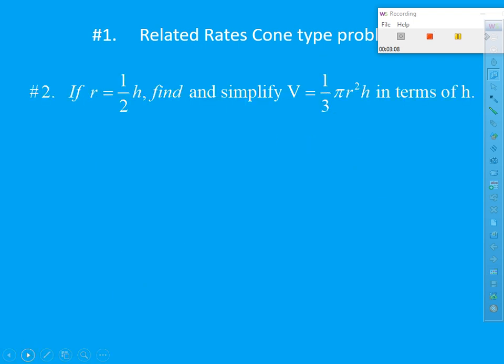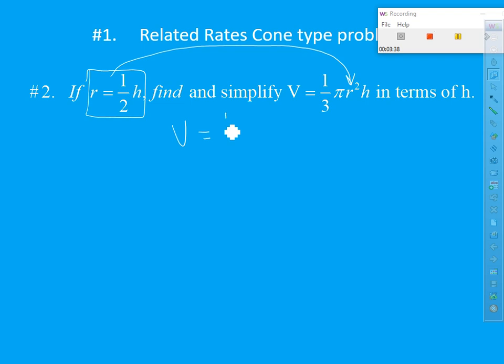The other thing that you're going to see is some fancy algebra that looks like this. If r is equal to 1/2 h, and I will show you how to get that relationship within the problem, but if r equals 1/2 of h, find and simplify volume equals 1/3 pi r squared h. Well, all I'm going to do, guys, is sub in this r value right there. So it's going to look like this.